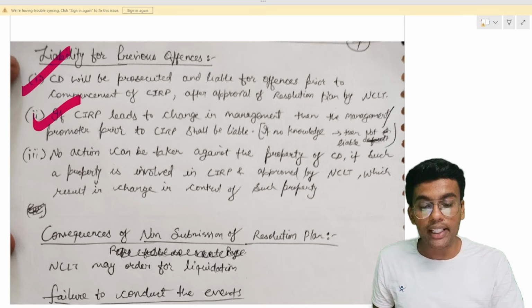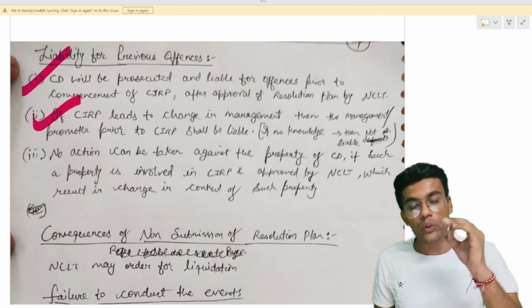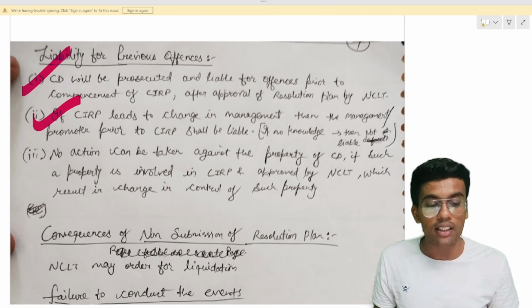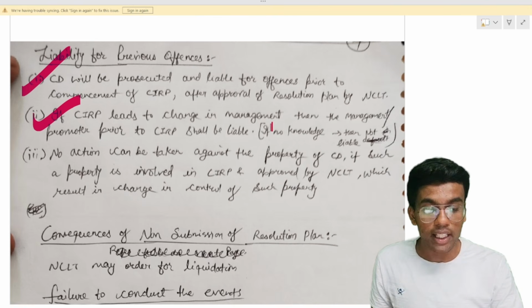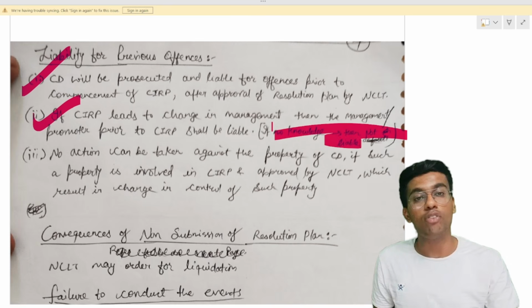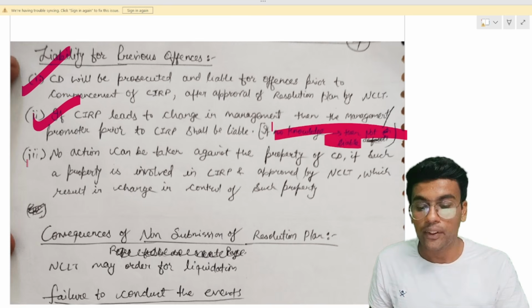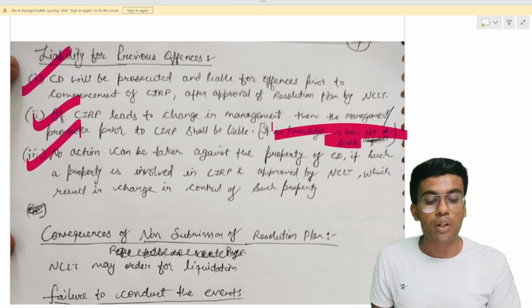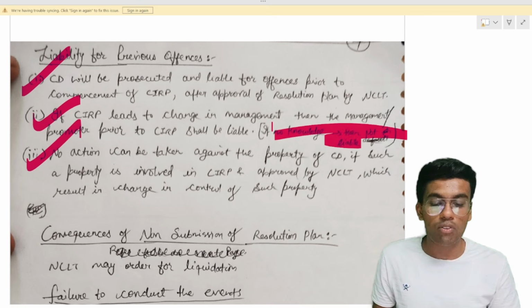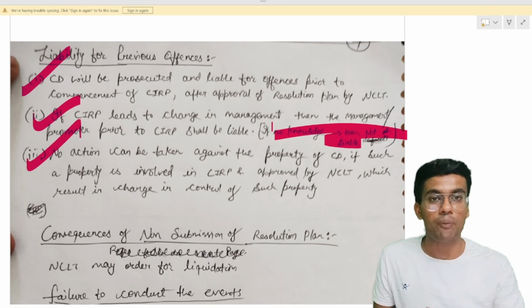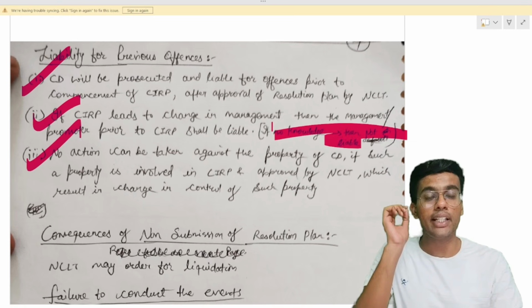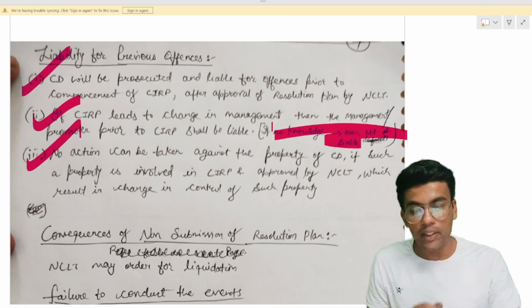If CIRP leads to a change in management, then the management or promoter prior to the CIRP shall be liable. If they have no knowledge with respect to any kind of default, then they shall not be liable. No action can be taken against the property of the corporate debtor if such property is involved in CIRP and approved by the NCLT, which results in a change in control of such property. If there is a change in control of such property, in such a case, there cannot be any action taken against such property.